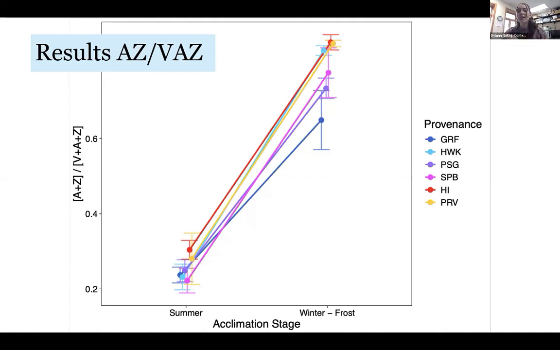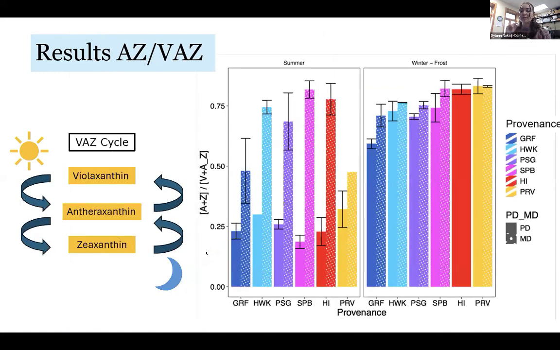VAZ cycle. And we do see that happening and increasing in ratio over the seasons from summer to winter. We also see that pre-dawn, which is the solid color there, they are more so being retained in winter. So this is evidence that that sustained winter photoprotection is happening within the VAZ system.